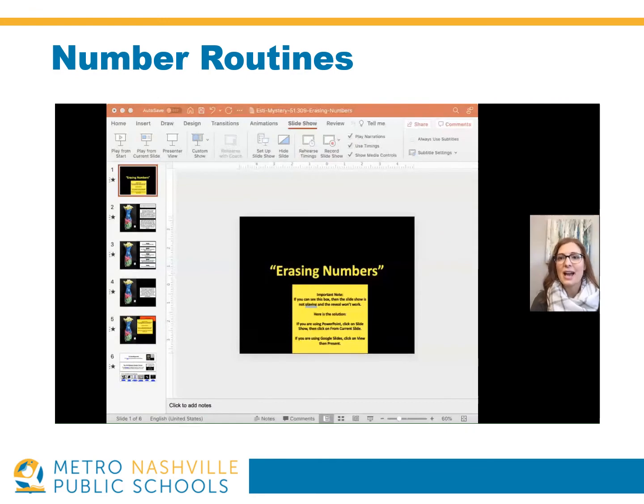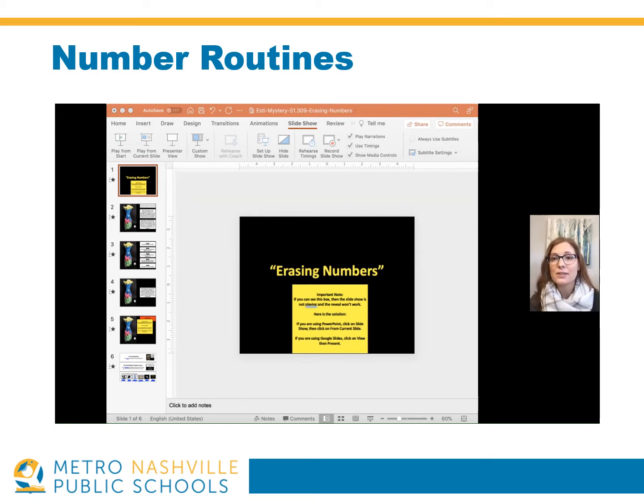You will notice as we talk through these routines today that all of the routines are in PowerPoint format. Esti-Mysteries and Splat are both designed to be viewed in presentation mode, so please make sure that you are displaying them that way or they won't work correctly. I'm going to talk you through it before I put it in presentation mode, just so you can see what it will look like when you first open the resource.